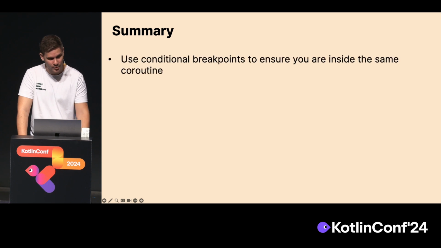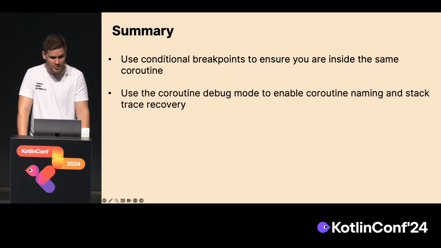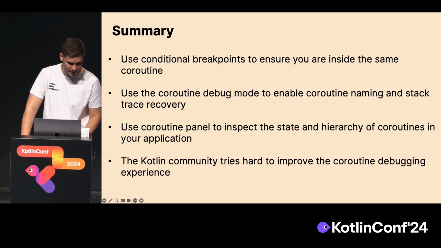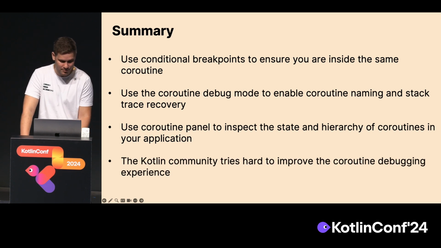So first of all, we learned how to use conditional breakpoints to ensure that we are inside the same coroutine when we are debugging. We now know how to use the coroutine debug mode to enable coroutine naming and stack trace recovery. We also learned how to use the Coroutine panel to inspect the state and hierarchy of coroutines in our application. And now we know that the Kotlin community tries hard to improve the coroutine debugging experience, so make sure to check out the Coroutine stacks plugin and the stack trace decoroutinator library.